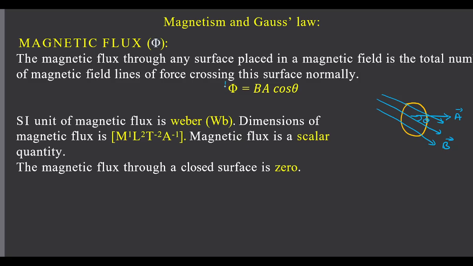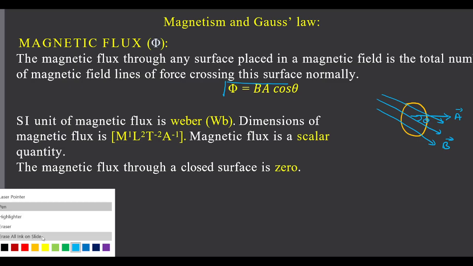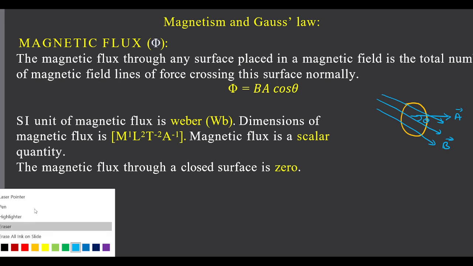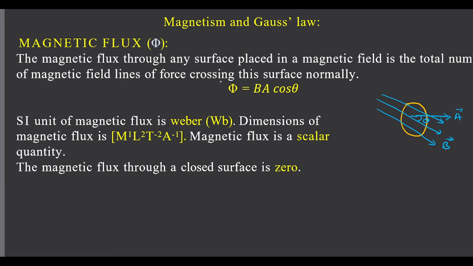Therefore, the magnetic flux is given by the number of field lines passing normal to the given area. Number of magnetic field lines passing normal to the given area is given by phi is equal to BA cos theta, where B is the magnetic field and A is the area of cross section. Phi is given by the unit Weber. It's a scalar quantity.